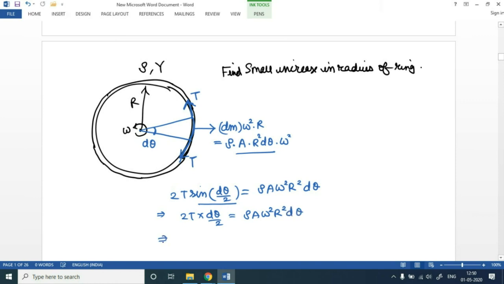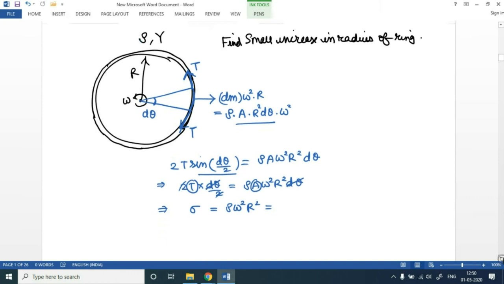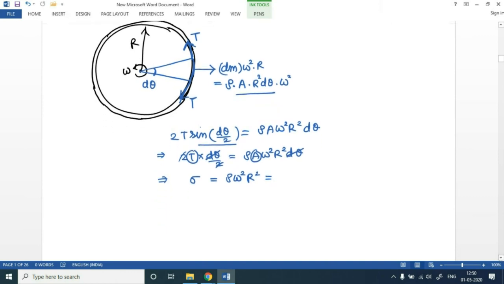So simply T by A, that is nothing but the stress σ, would be equal to ρω²r², because you can see the dθ and the two terms will get cancelled. And you also know that this is stress, and stress is nothing but ε times Y, because Y is defined as stress by strain.